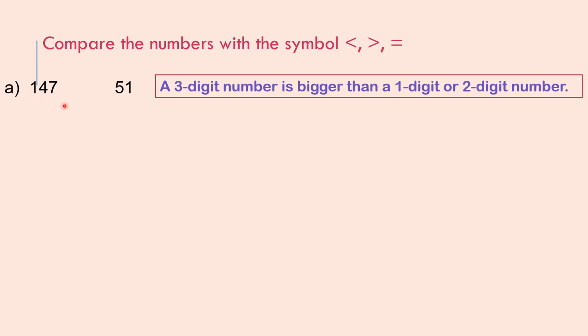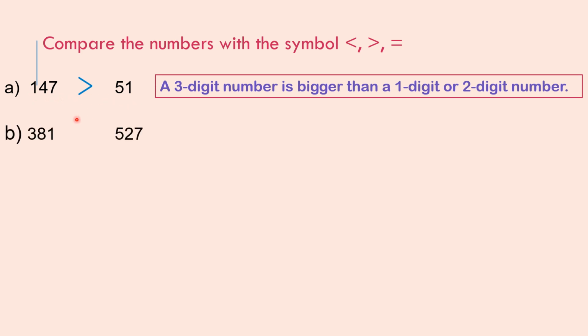First thing is we are going to compare the number of digits. So 147 has 3 digits, 51 has 2 digits, which is lesser. So we use the symbol: 147 is greater than 51.